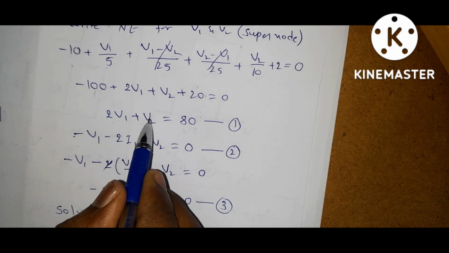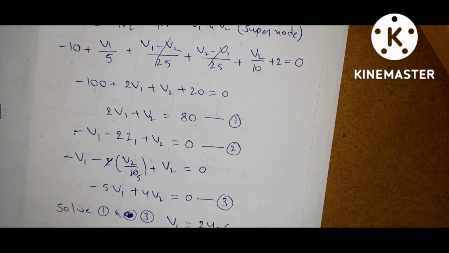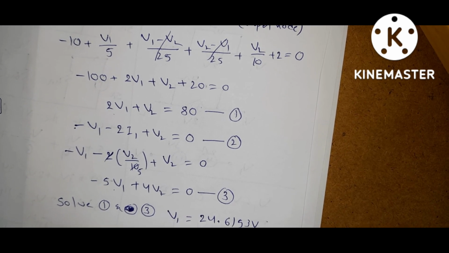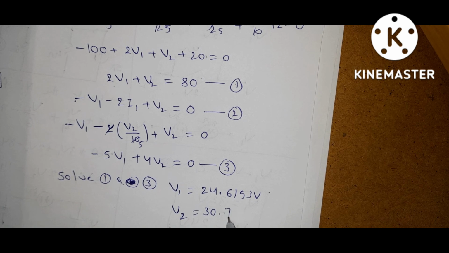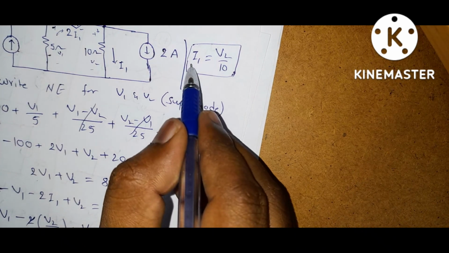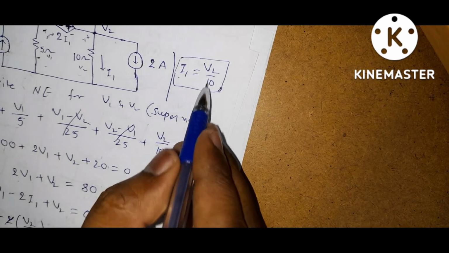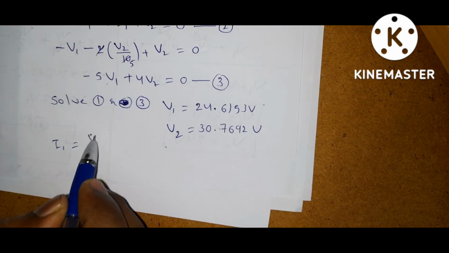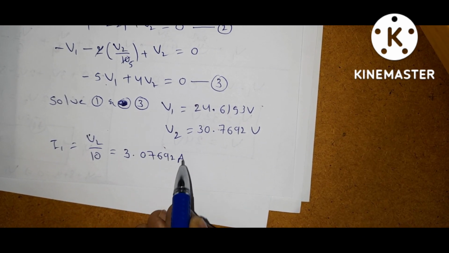Here v1 and v2 are unknowns, and here v1 and v2 are unknowns. So if you solve 1 and 3, you will get v1 is equal to 24.6153 volts and v2 is equal to 30.7692 volts. Okay, here from this expression we know that i1 is equal to v2 by 10. So v2 by 10 is equal to 3.07692 amperes.